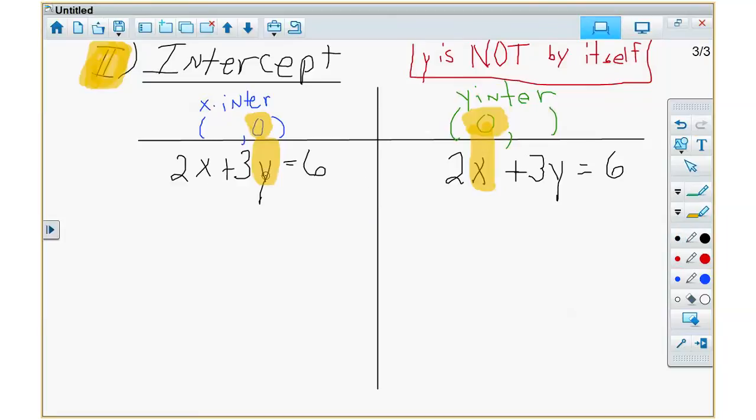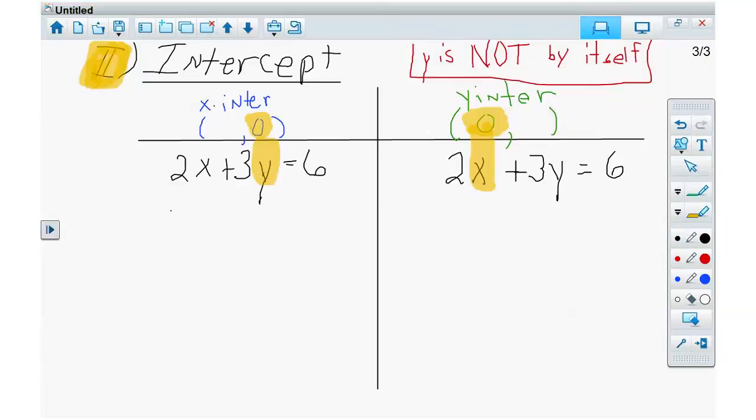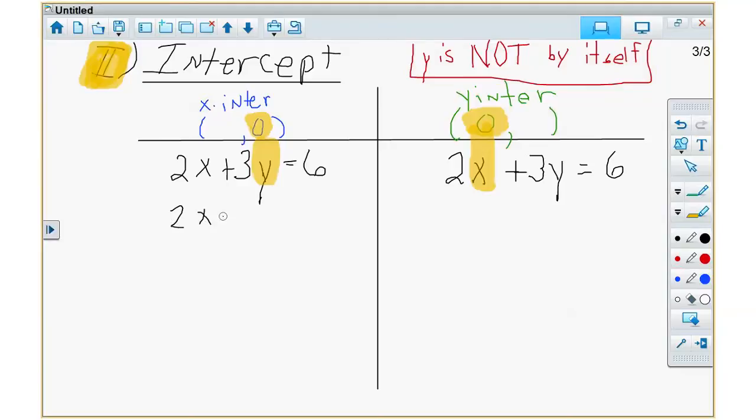So now we're going to plug in what? Plug and chug. 2x plus 3 times 0 is equal to 6. Two times what? 0 plus 3y is equal to 6.